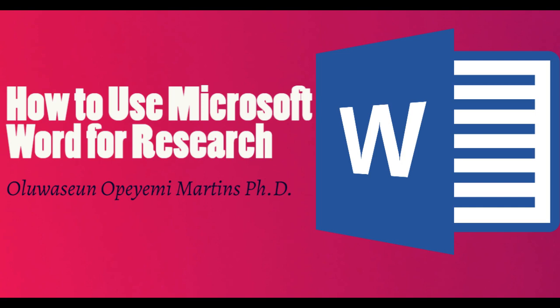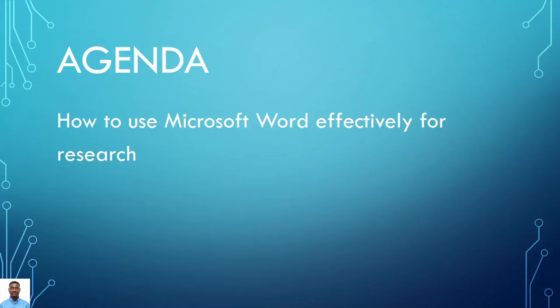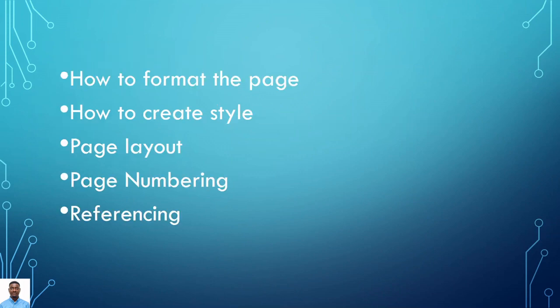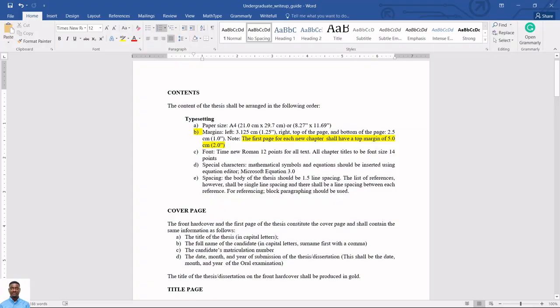In this video we're discussing how to use Microsoft Word effectively for research. So without wasting time, we just go to the agenda. For our agenda, we'll be looking at how to use Microsoft Word effectively for research, and we'll be looking at the following applications: how to format the page, how to create styles, how to do our page layout, page numbering, then referencing with Word. In the subsequent frames, we'll be showing how we do this appropriately.